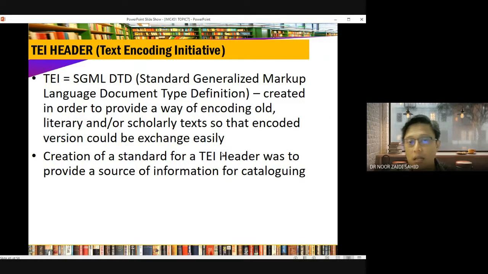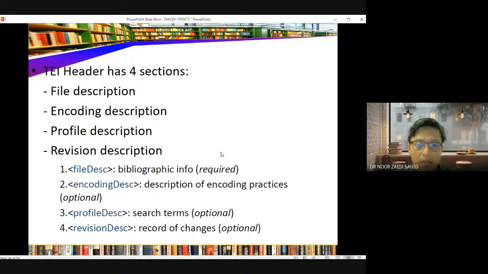Jadi TEI header ni fungsi dia juga sama macam metadata, it's just that dia menggunakan SGML language. SGML ni adalah computing ataupun kita kata programming language. Kalau tadi dia HTML tapi yang ni adalah yang lain lah. Dia menggunakan coding yang berbeza. And consists of 4 sections: file description, encoding description, profile description, and revision description. So inilah maklumat yang ada.